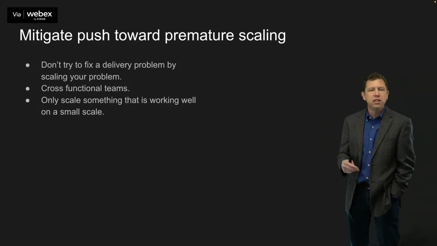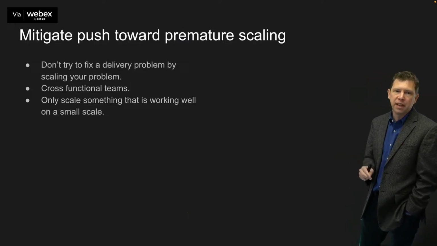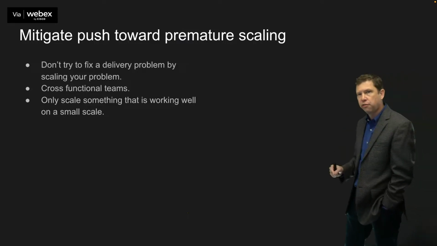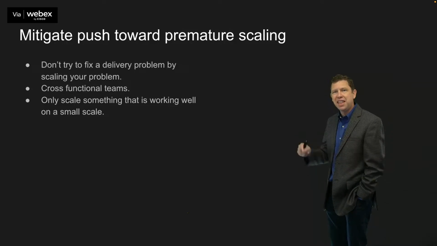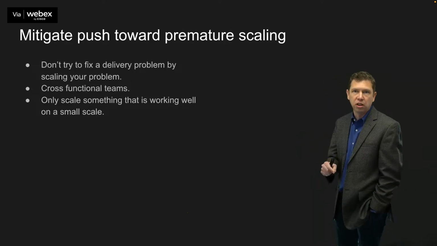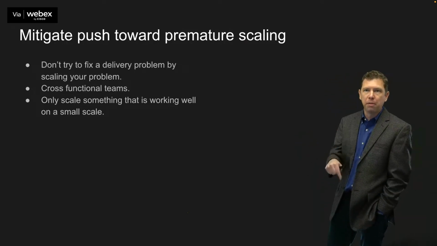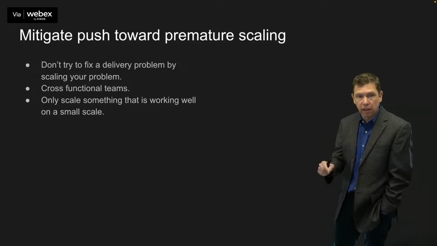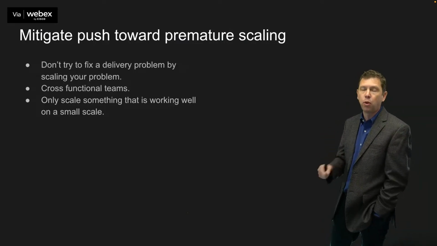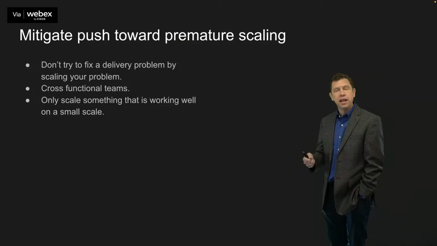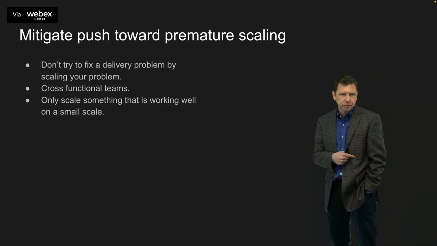Well, one way is don't try to fix a delivery problem by scaling your problem, right? If you have a delivery problem, scaling up the thing that's not working is not a solution. You need to actually fix the problem first, which is you have a delivery problem. You're not able to deliver software efficiently with 5 people. Scaling it up is not going to make it more efficient.